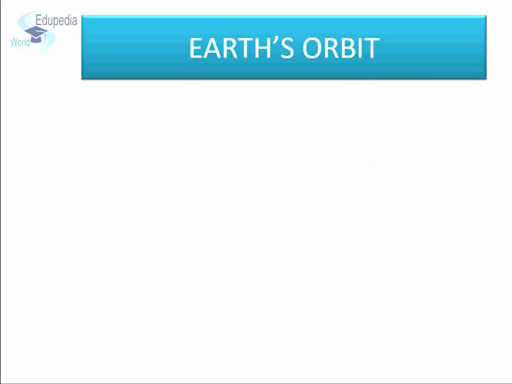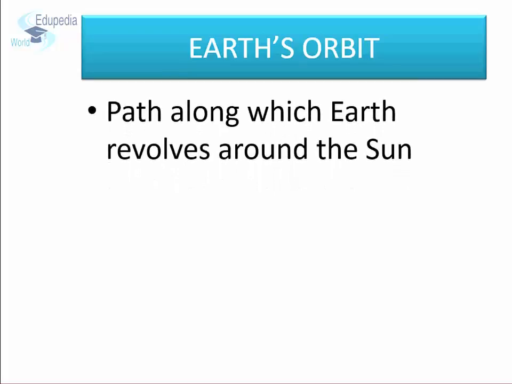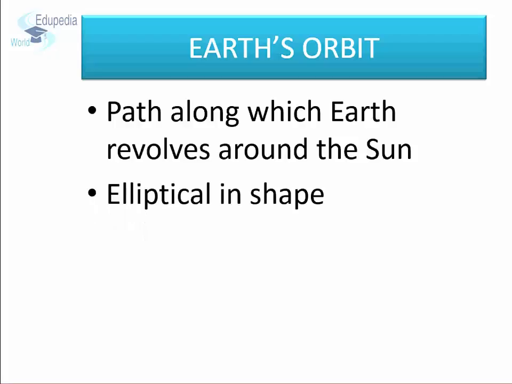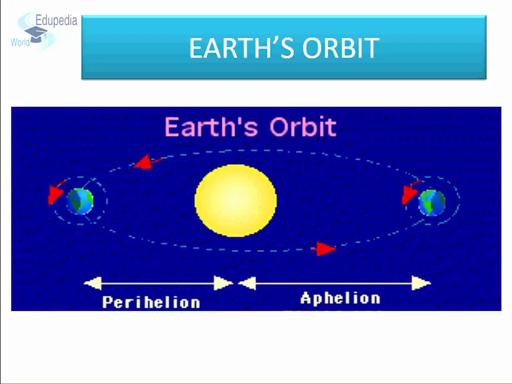Earth's orbit. The path along which Earth revolves around the Sun is known as orbit. Earth's orbit is not circular, but elliptical. This means that the distance between the Earth and the Sun does not remain the same throughout the year. The Earth is nearest to the Sun on or about 3rd January, and the distance between the Earth and the Sun is about 146 million kilometers.